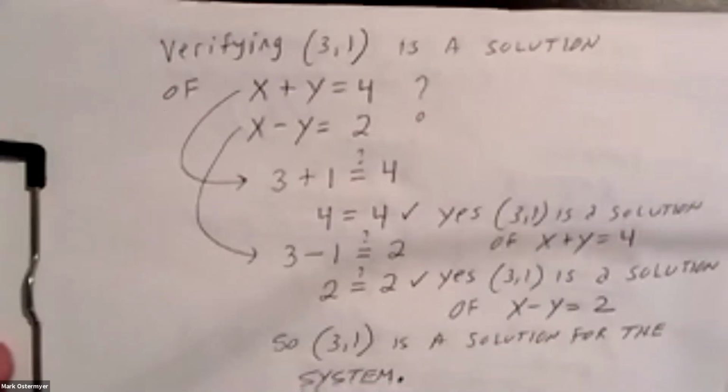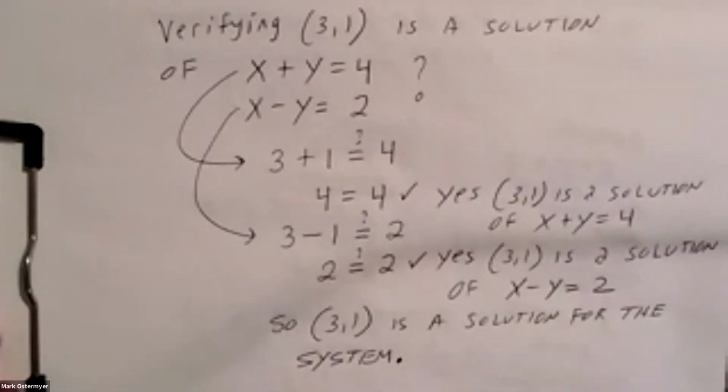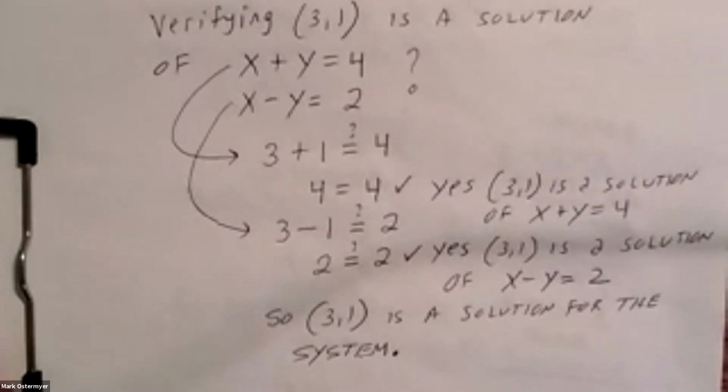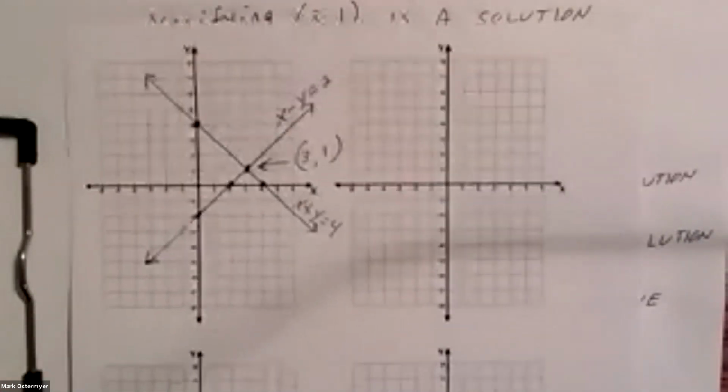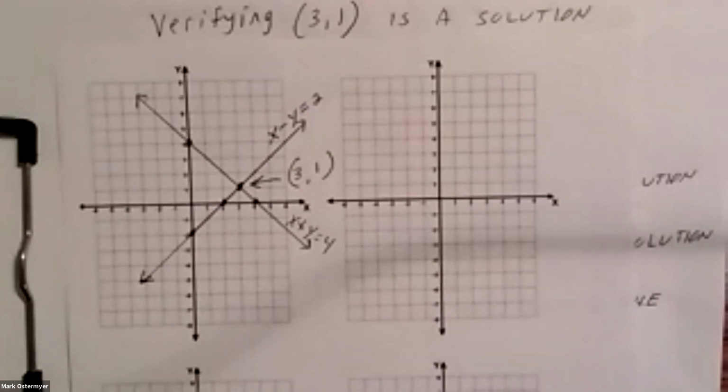So, ladies and gentlemen, we have verified that (3, 1) is a solution to this system because it satisfies both equations, correct? Does that make sense? Yes. And you can clearly see that it is the only solution to this system because it's the only point of intersection shared by the graphs of both those linear equations in that system.